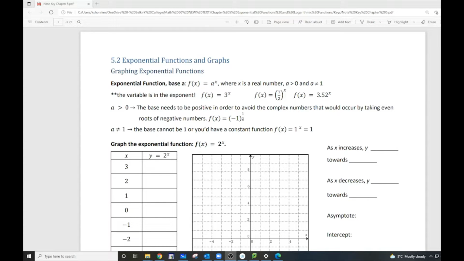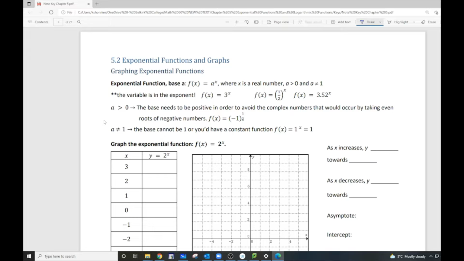For 5.2, we are going to move on from a transformation, which was the inverse transformation we learned last day, and we're going to start introducing a new type of function. So now we're going to be looking at exponential functions and the graphs of exponential functions. Before we can talk about graphing, I want to define what an exponential function is.